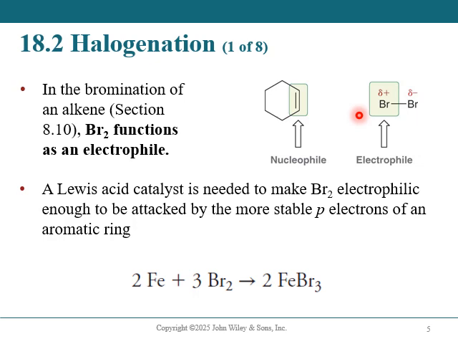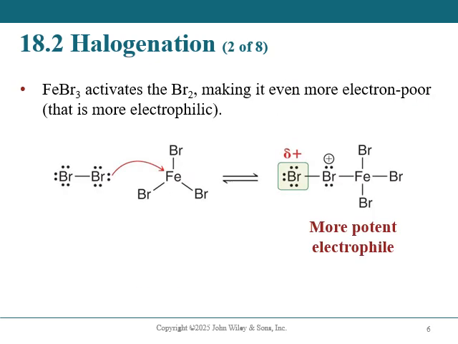A Lewis acid catalyst is needed to make bromine electrophilic enough to be attacked by the more stable pi electrons of an aromatic ring. That's where the iron atoms come in. As you can see here, iron interacts with bromine, making iron 3 bromide. Iron 3 bromide then activates the bromine, making it even more electron poor, in other words, more electrophilic. So it's not just the London dispersion force, it's that separation of charges that you get by interacting with iron 3 bromide.